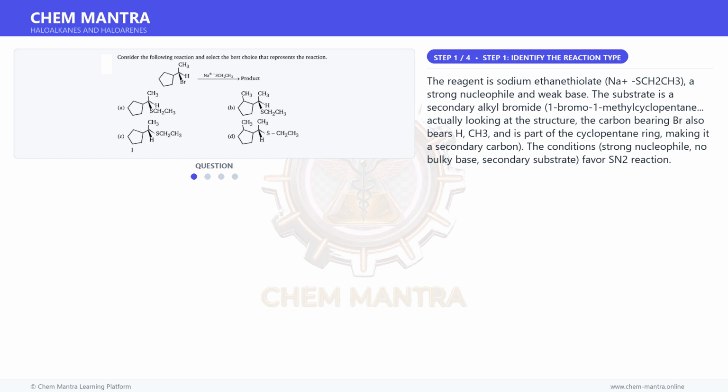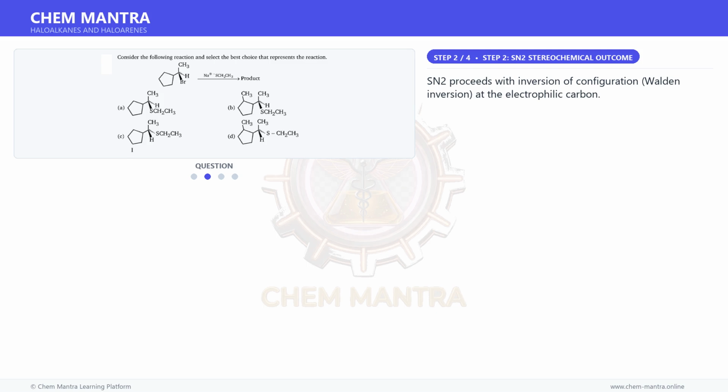The reagent is sodium ethanethiolate, Na+ -SCH2CH3, a strong nucleophile and weak base. The substrate is a secondary alkyl bromide, 1-bromo-1-methylcyclopentane. Actually, looking at the structure, the carbon bearing Br also bears H, CH3, and is part of the cyclopentane ring, making it a secondary carbon. The conditions, strong nucleophile, no bulky base, secondary substrate, favor an SN2 reaction.